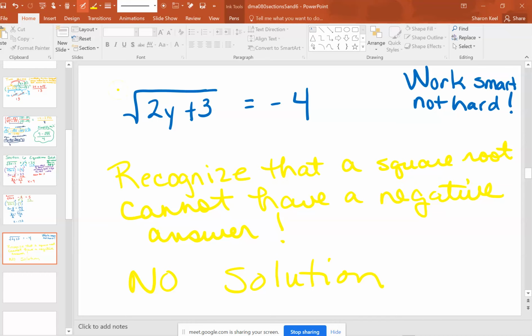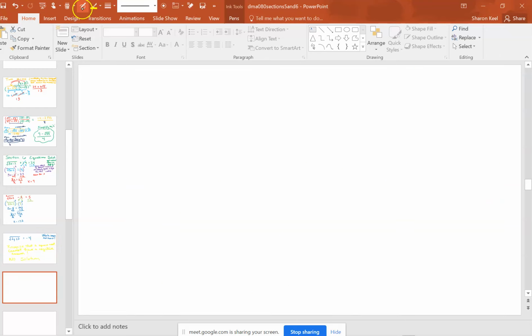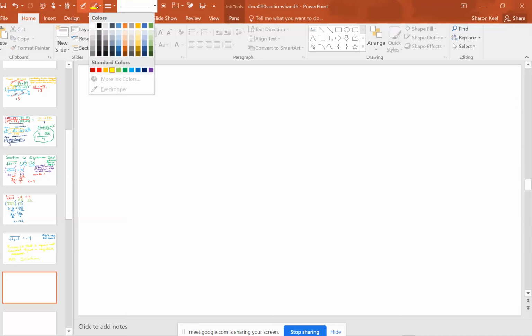The other part of section 6 is there are going to be a few problems that are going to be word problems. You will revisit the Pythagorean theorem. You're never going to get away from that. You learned it in DMA 10, and you've seen the Pythagorean theorem throughout all of the DMAs.